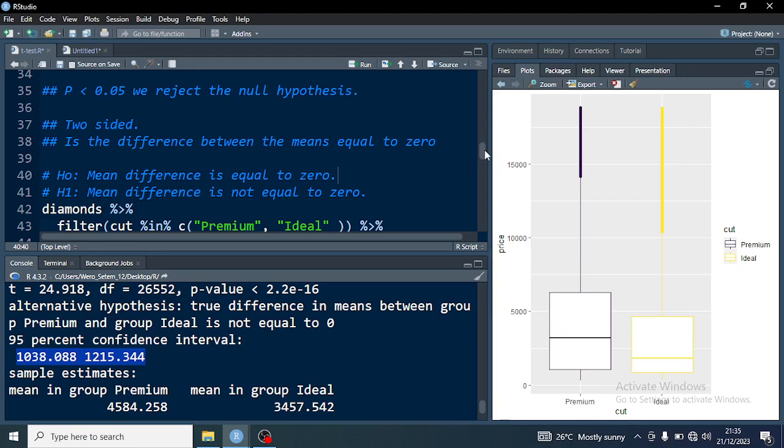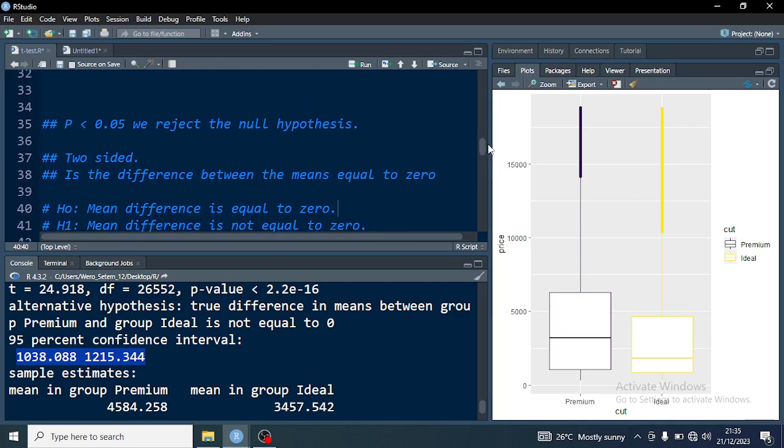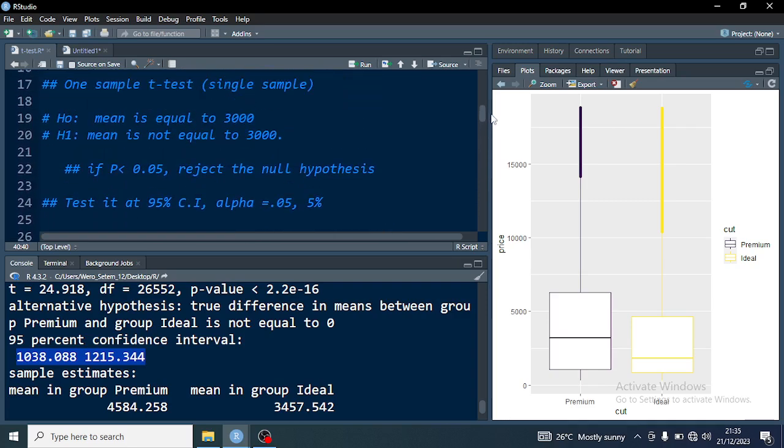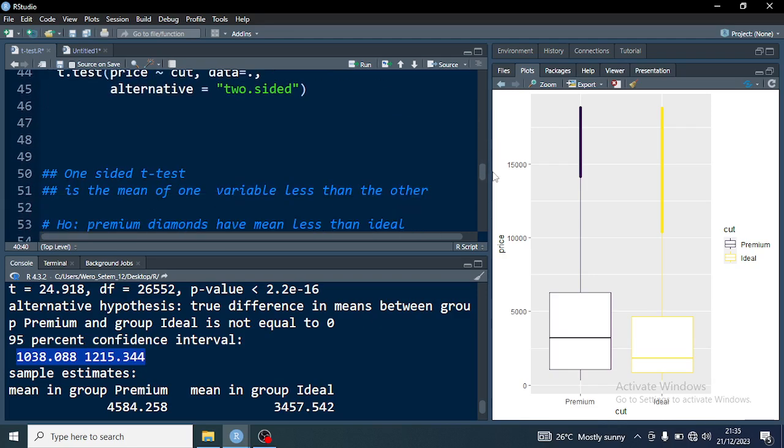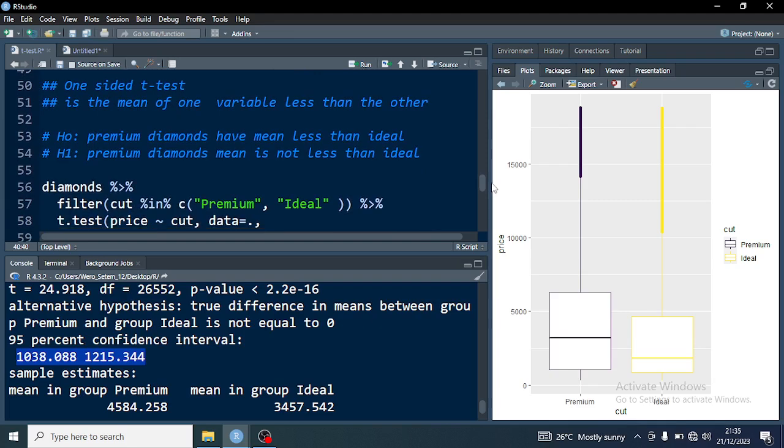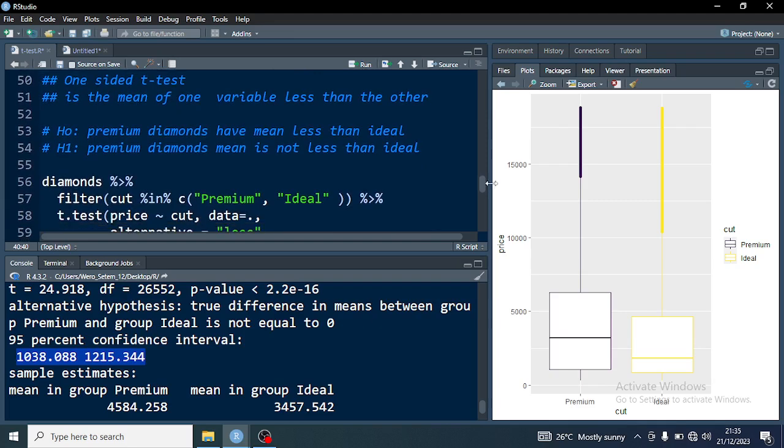So that is the two-sided t-test. Let's look at the one-sided t-test. In a one-sided t-test, we are testing: is the mean of premium diamonds less than the ideal diamonds, or is the mean of premium greater than ideal? It's an advancement of the two-sided t-test whereby we are testing which one is greater, which one is less.